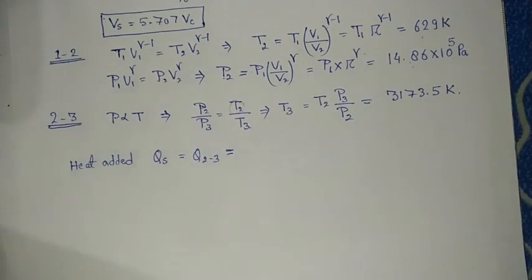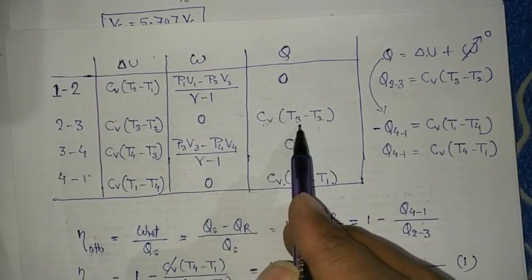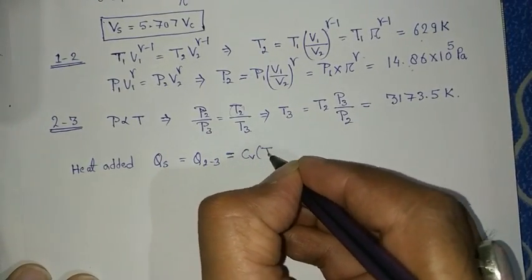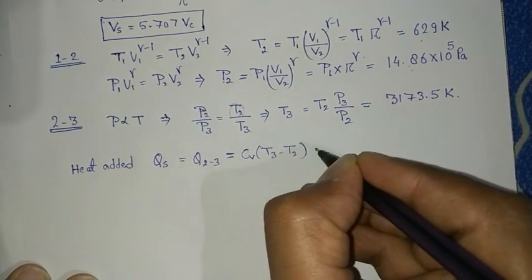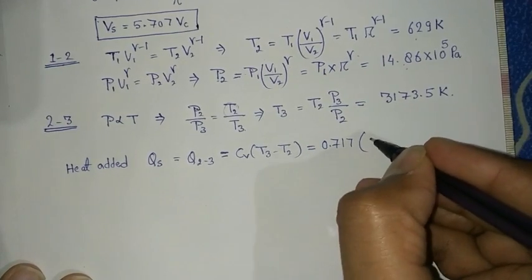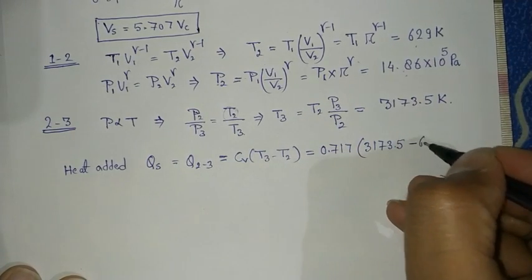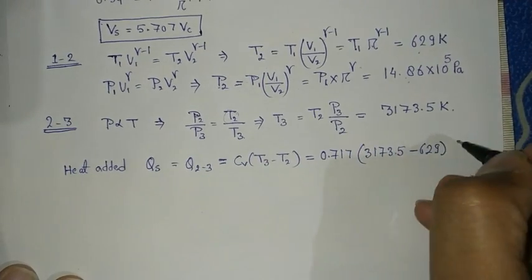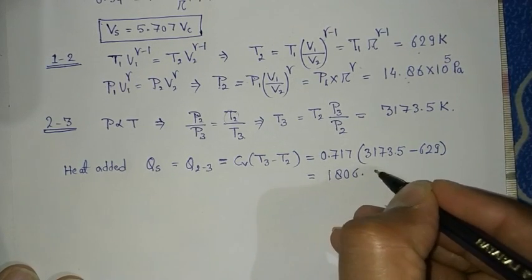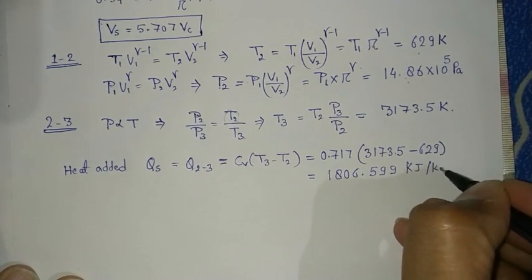same as we have discussed in 2 to 3, it will be equal to CV (T3 minus T2). We know the value of CV is equal to 0.717, T3 is 3173.5, T2 is equal to 629. Okay. From here we can find out the value of Qs. It's 1806.599 kilojoule per kg of air.